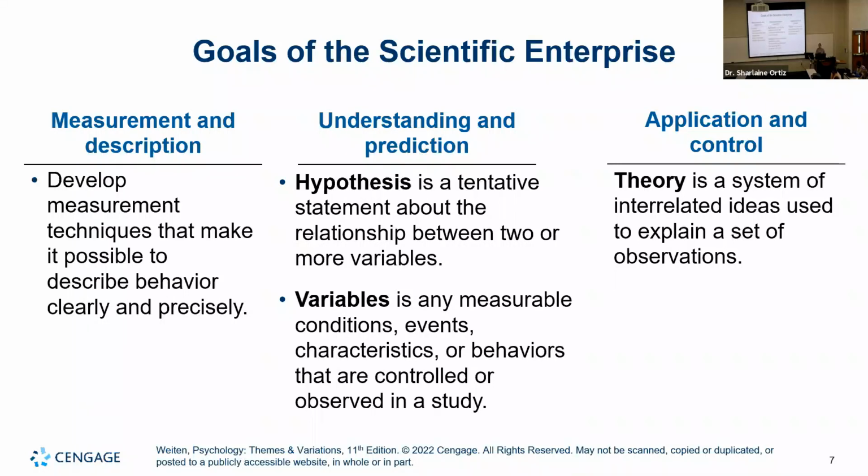And the first goal that I want to talk about is measurement and description, right? If you come across an engineering difficulty, the first thing that we will need to do is measure it. And it's no different for the social sciences, right? We need to develop measuring techniques, right? So that's how we come across measuring.